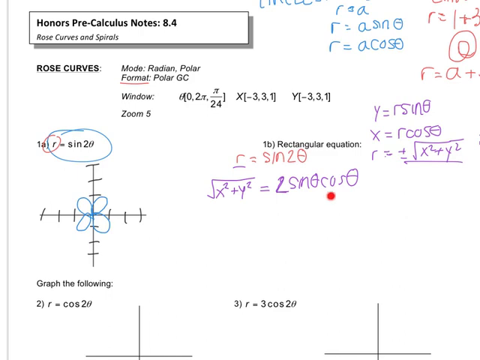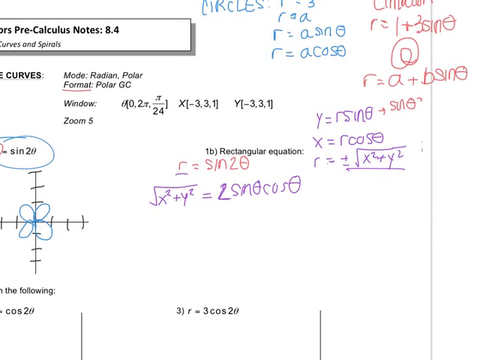And now I just have sine theta and cosine theta, which I can replace using these equations, because if y equals r sine theta, that means sine theta equals, if I divide both sides by r, y over r. I know that's hard to see. Sine theta equals y divided by r, and likewise cosine theta equals x divided by r. So now I can write that the square root of x squared plus y squared equals 2 times y over r times x over r.